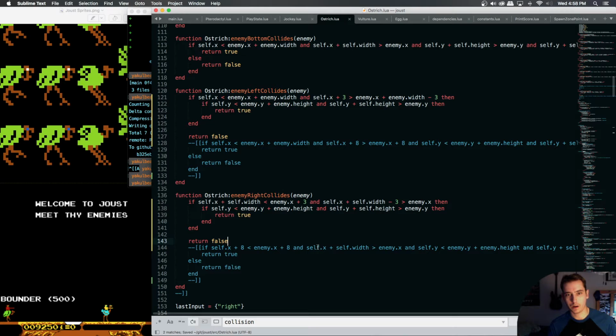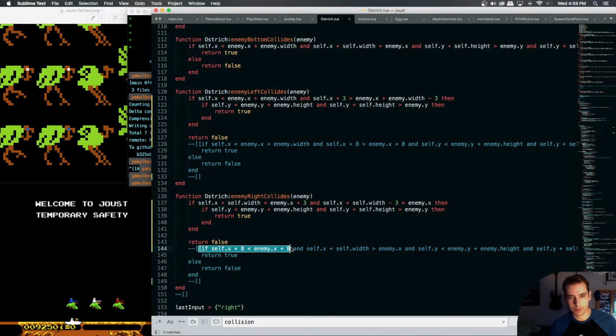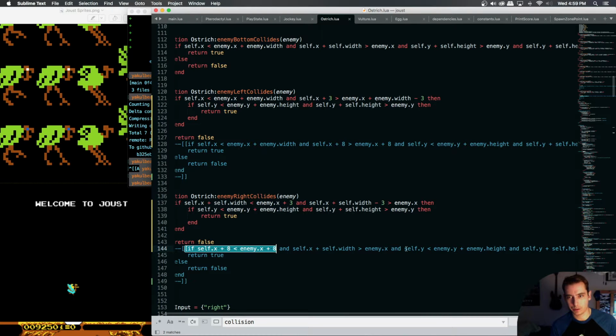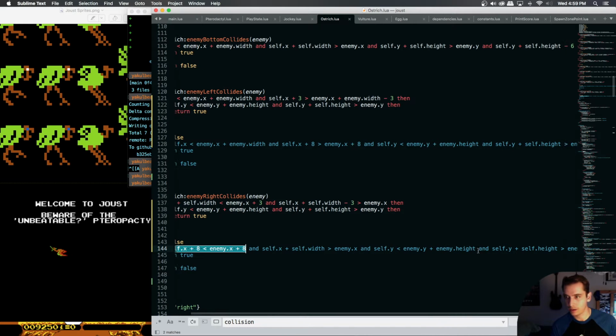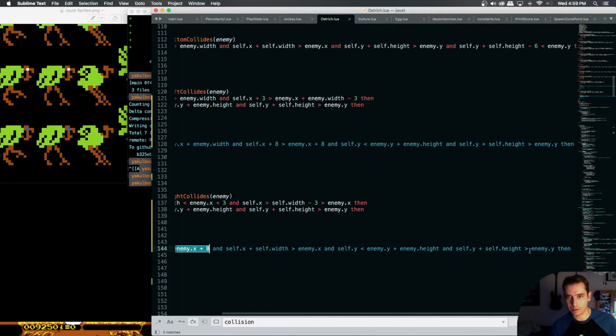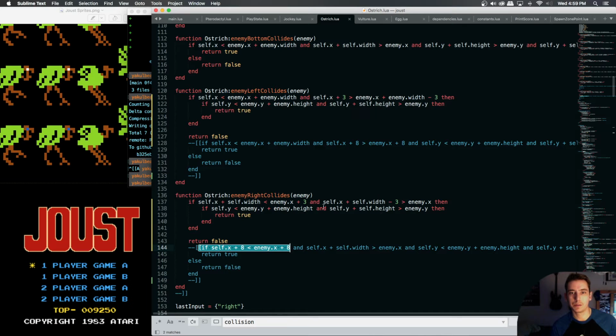If we compare what we had to what we have now, we had this x plus 8, plus an enemy plus 8, which is why it was so messed up. We were just implementing that all wrong. Our y would need to be smaller than enemy y plus enemy height, that's the same thing, and our height would have to be bigger than enemy y. So all we did wrong was the x's on both of these functions.